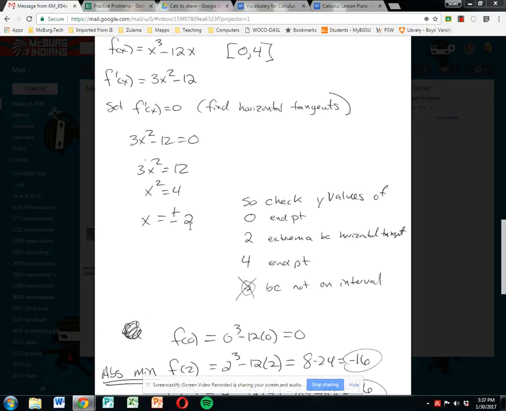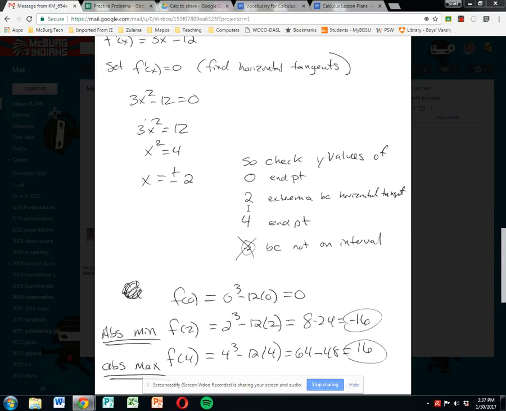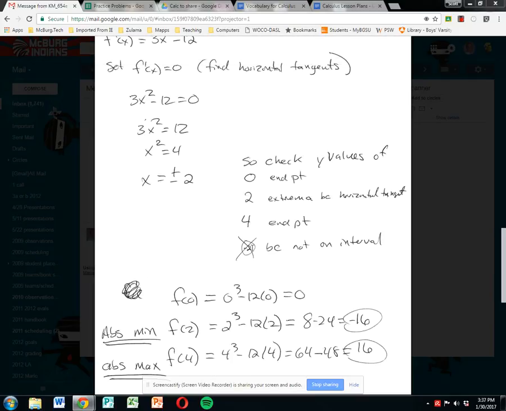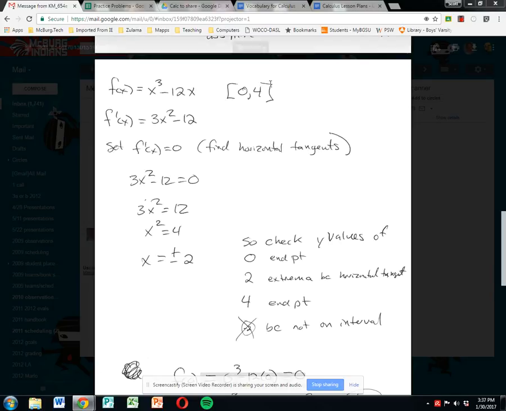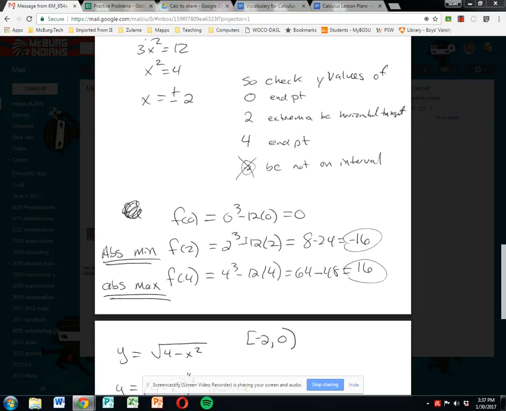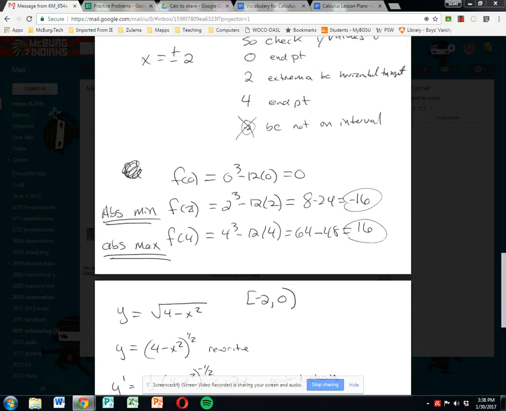These are critical numbers. So we check the Y values of the endpoints, 0 and 4, and of 2. This is a critical number that's happening because the derivative equals 0, but we don't check -2 because -2 is not on our original interval. So f of 0 is 0, f of 2 is -16, f of 4 is +16. So if we check out the smallest y value, the one that we found because it was a critical number and it was a turning point, that's our absolute min. Our highest y value actually was from the endpoint of 4, and that's our absolute max.